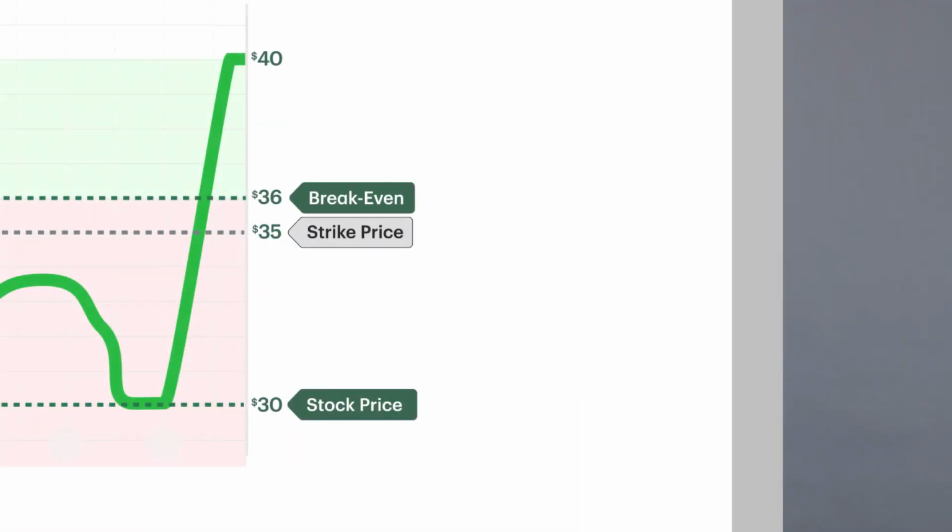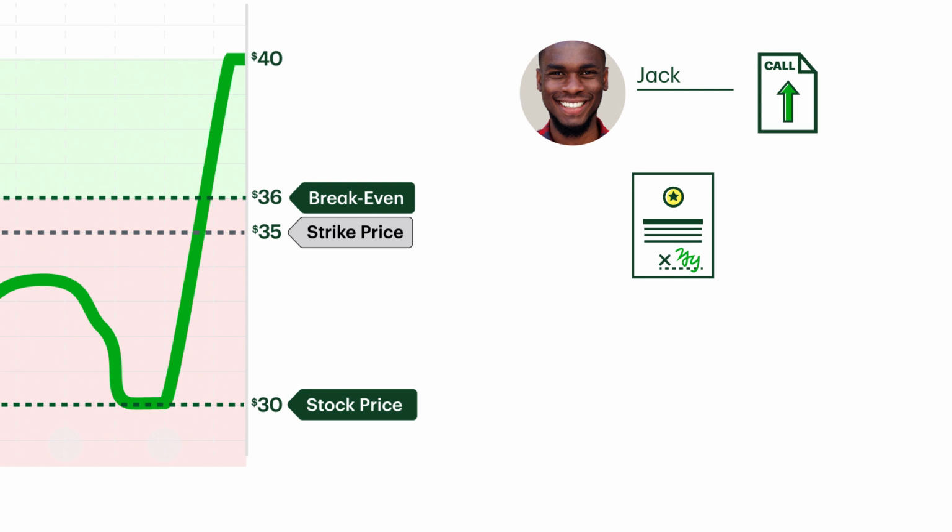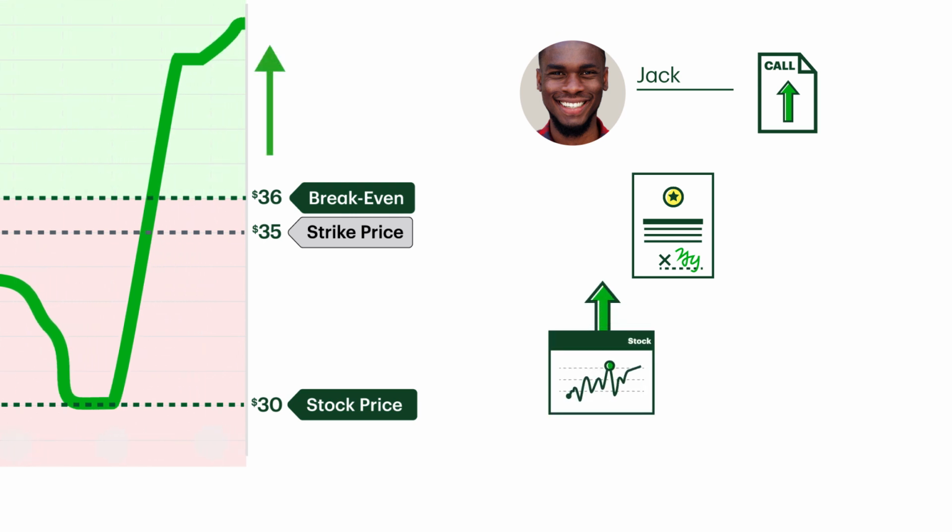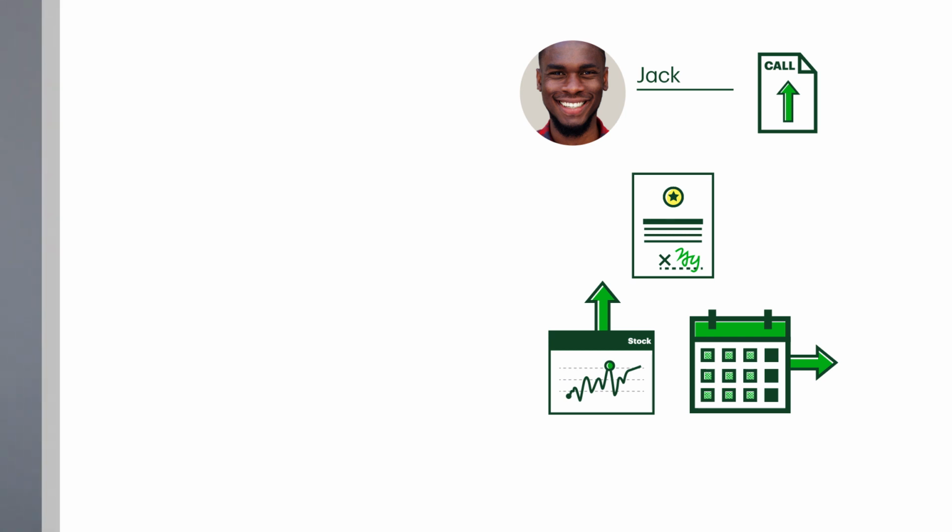Now you might be thinking, why might Jack exercise the option instead of just selling it and capturing a profit? Well, Jack might exercise the option if he thinks the stock will continue to increase in value past the option's expiration date. So that's what happens if the underlying stock price rises.